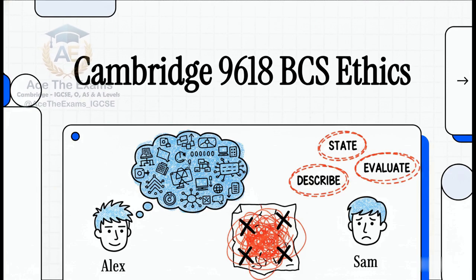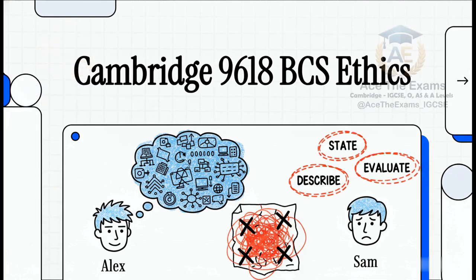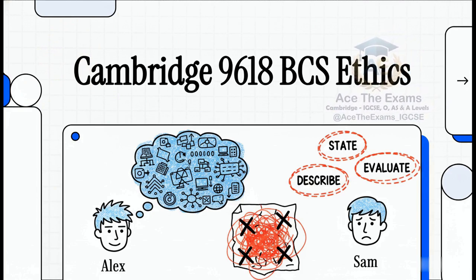Sam knows the material, maybe even better than Alex, but Sam always rushes. Sam completely misses the specific command word requirements. They just glance right over whether the question asks them to state, describe, or evaluate, and look at the result. As you can see from the glaring red pen marks completely covering both of their answers, neither approach actually works. They are both bleeding marks. But don't worry, because today we are going to fix exactly that.